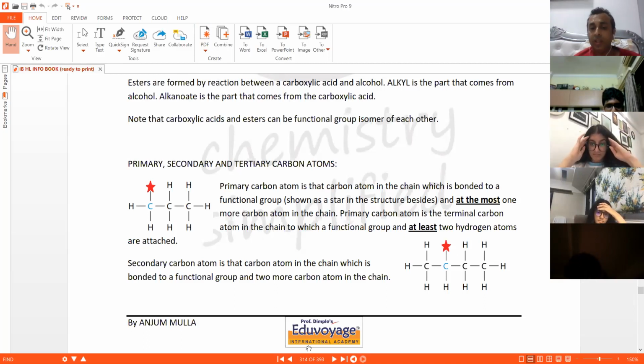So there are two ways in which you can decide whether the compound is primary, secondary, or tertiary. I'm talking about carbon atom. Nitrogen atom is different, carbon is different. I'm talking about primary, secondary, tertiary carbon atom.